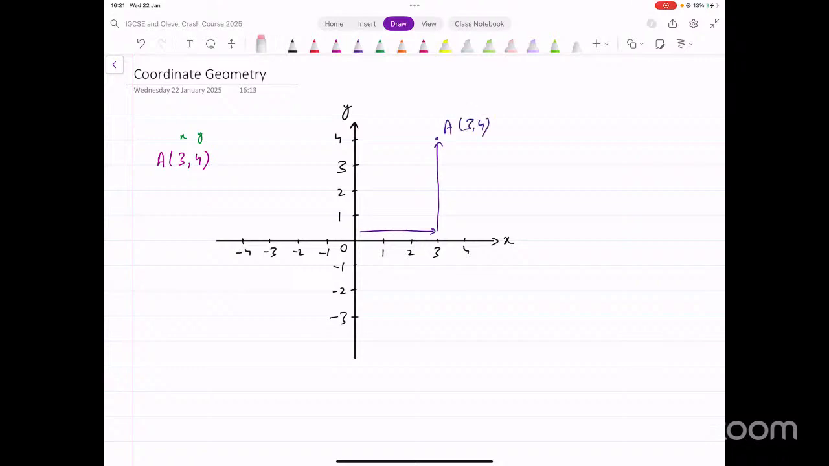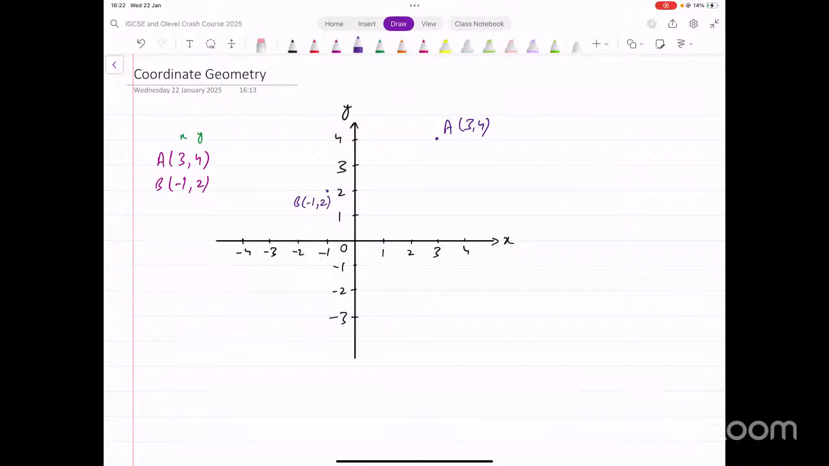Let's mark another point. Let's say we have a point B, and that point B has coordinates -2... and let's say -1 and 2. Now, where is this point going to be? This will be on the left side, right? The x coordinate is negative, the y coordinate is positive, -1 and 2. And that point will be somewhere around here. Let's say this is point B.